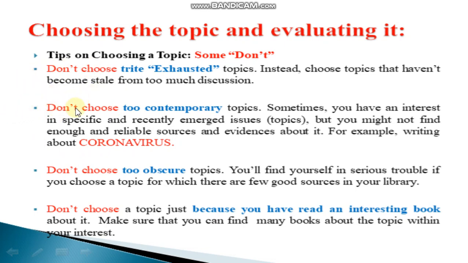The third important point is don't choose too obscure topic. You will find yourself in a serious problem if you choose a topic for which there are few good sources in your library. So ambiguous topics are the topics which are liable to argument, to critical information, inhomogeneous points of view represented by the previous researchers.